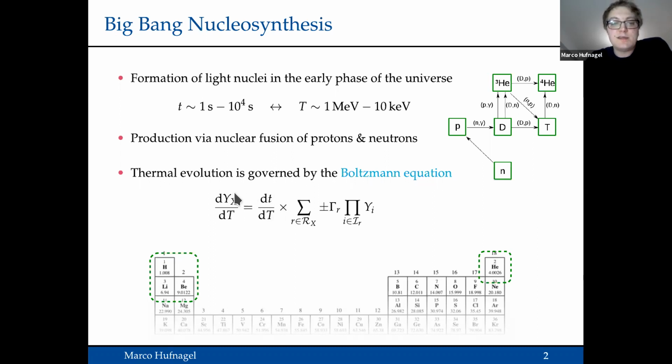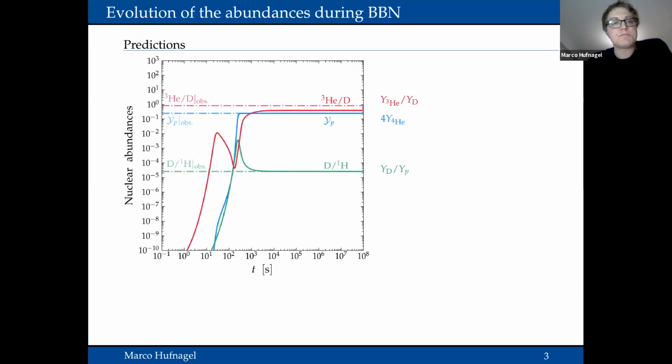So overall, this then gives you a coupled set of nonlinear differential equations for the different abundances, which you can essentially solve using your favorite tools. And if you do this, you get something similar to this. So here I show the temporal evolution of different abundances in terms of some products and ratios that can later be easily compared to observations.